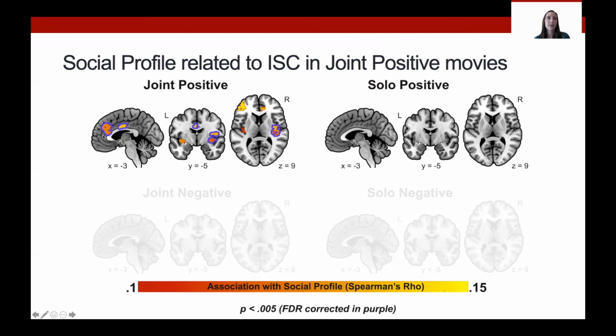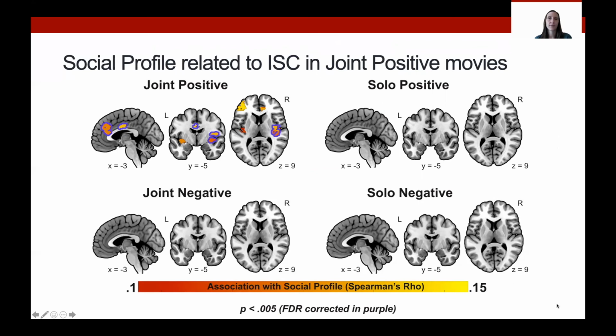So this anterior cingulate and insula regions are associated with salience processing. And we see that the extent to which someone is similar in their social profile means that they are more similar in their neural response within these regions. And we did not see that effect within the negative videos. So there was no effect for either joint or solo conditions within the negative videos.